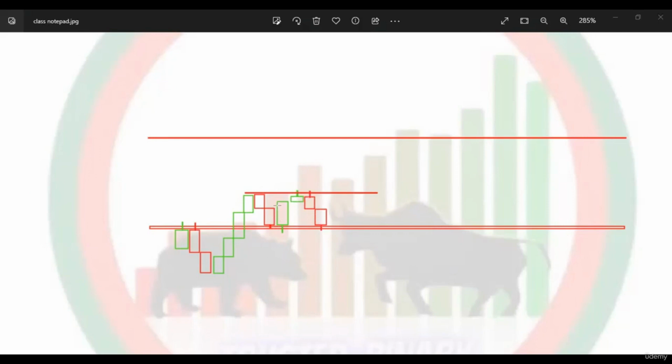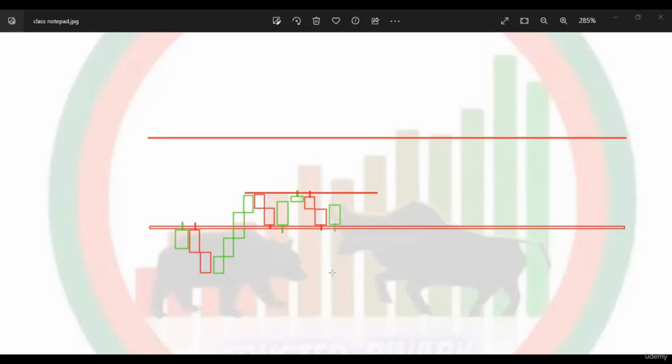So when buyers came to the sellers' area, sellers enter. When the sellers came to this buyers' area, buyers will again enter. So the scenario is very clear. That time we can easily trust that after coming back to this area, we can easily place our trade here to the upward direction.